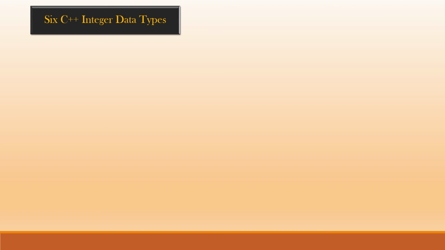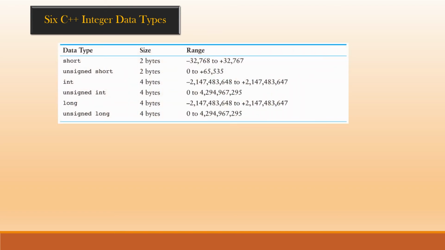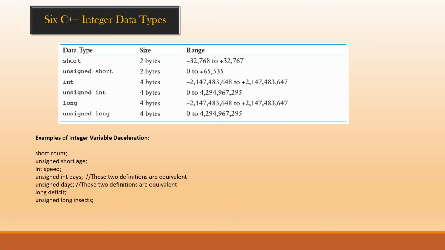So our next topic is the 6 C++ integer data types. The table shows all the 6 C++ integer data types with their typical sizes and ranges. Depending on your operating system, the sizes and ranges may be different. So here are some examples of integer variable definitions. Notice that an unsigned int variable can also be defined using only the word unsigned.